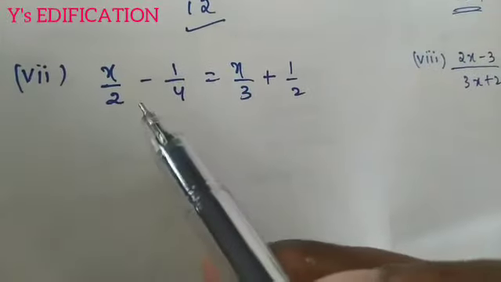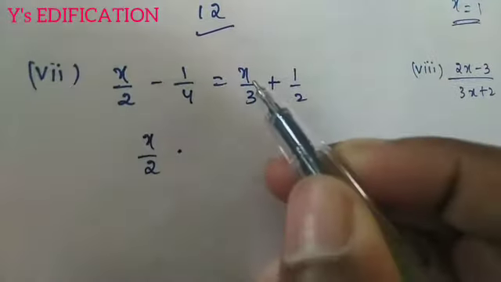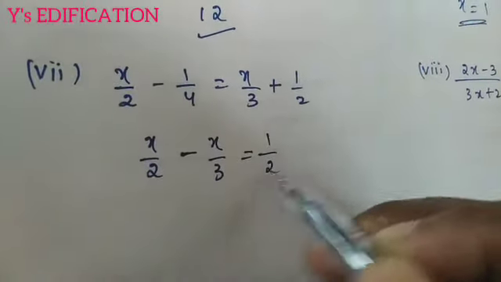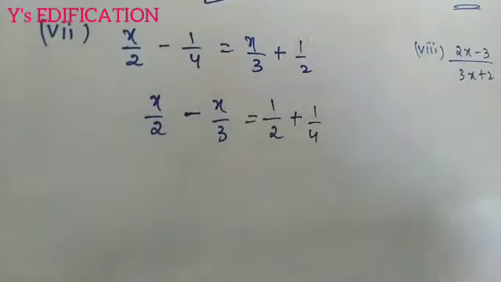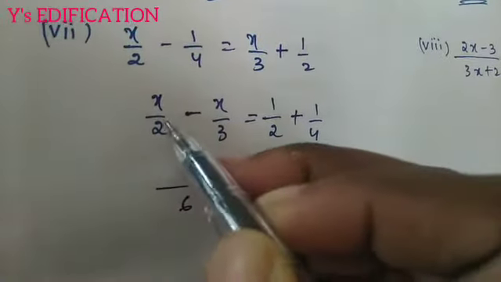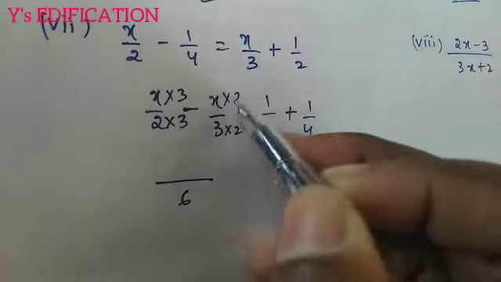Next one. Same way. We have to write all the variables on one side. When I transpose this number, it will become minus x by 3 is equal to, and the numbers on the other side. When I transpose this number, it will become plus 1 by 4. Okay. I am rearranging the numbers. Now take the LCM for 2 and 3. LCM is 6. So 2 into 3 and this one is 3 into 2.